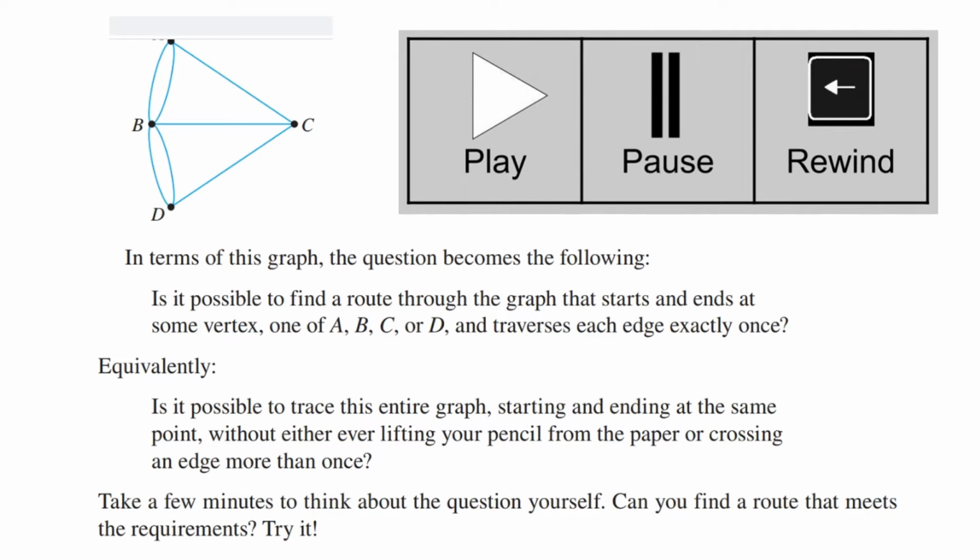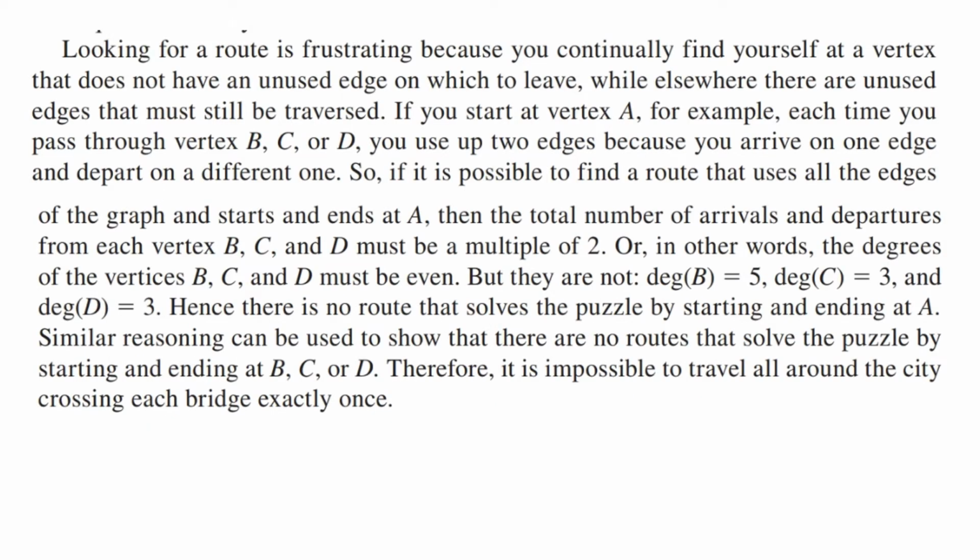Okay, I'm back. Let's press play and see how you did. Now, you probably were frustrated because you continually found yourself at a vertex that does not have an unused edge on which to leave, while elsewhere there are unused edges that still must be traversed. If you start at A, for example, each time you pass through B, C, or D, you end up using 2 edges because you have to come in one way and out the other.